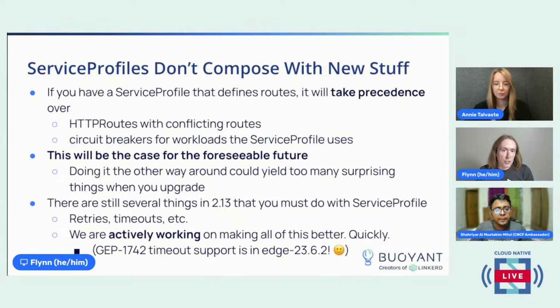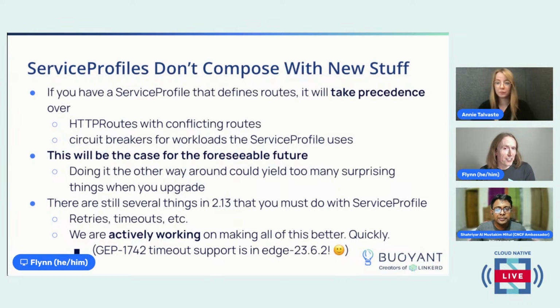The problem, of course, and the reason that I call this out as a huge gotcha, is that there are still a bunch of things that you have to do with service profiles in 2.13 because you can't yet do them with an HTTP route, because the Gateway API doesn't yet offer us a way to do them. Retries is the biggest one here. We're actively working on making all of this stuff better very quickly.